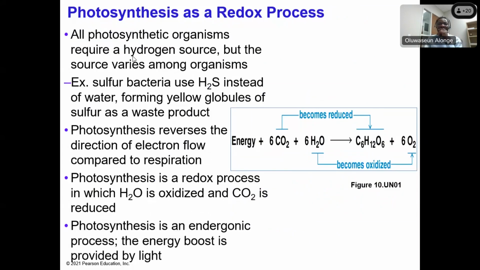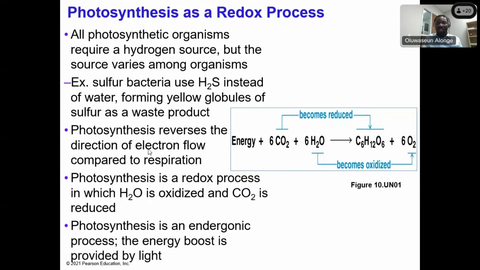So all photosynthetic organisms require a hydrogen source, but it varies among organisms. Sulfur bacteria, for instance, use H2S, hydrogen sulfide, instead of water. So that makes them form yellow globules of sulfur as waste product instead of oxygen, right? Because they are not using H2O.